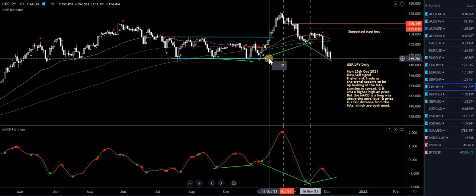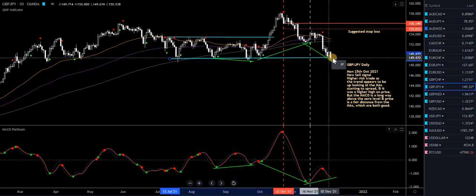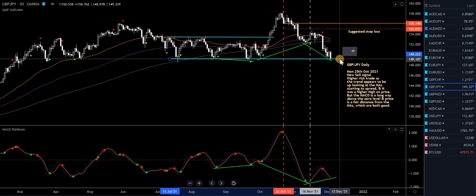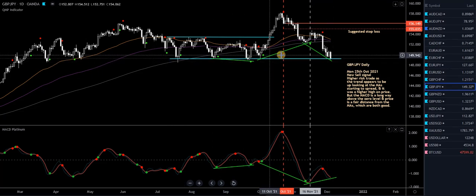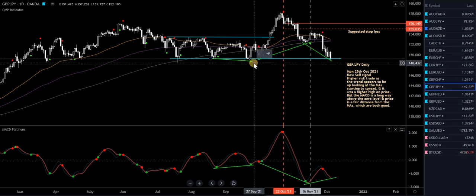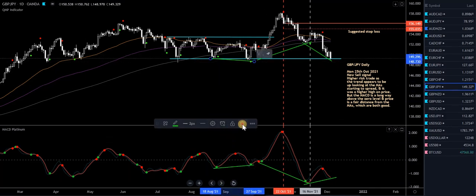Actually, we could probably extend this level across here, which is relevant now. Break that, and we're breaking sort of a major support level. You can see it there. I'll get rid of that one. It's no longer needed on the chart. No need to clutter up the charts and confuse everyone.